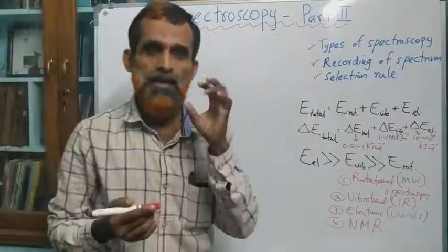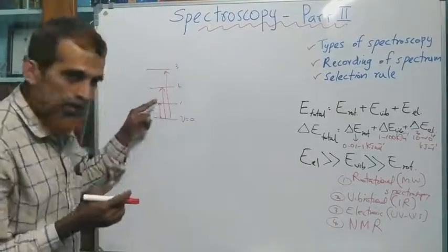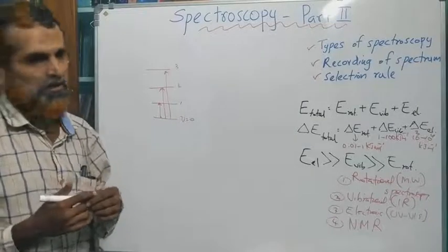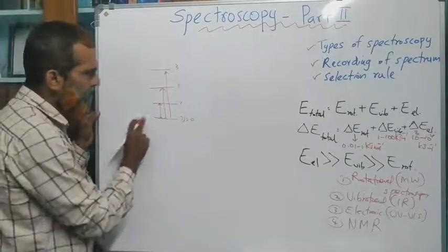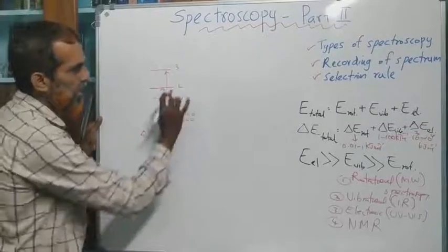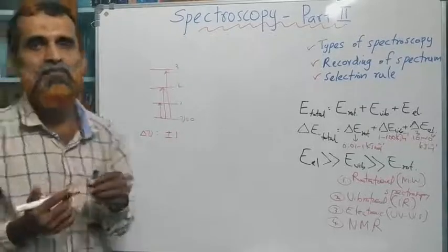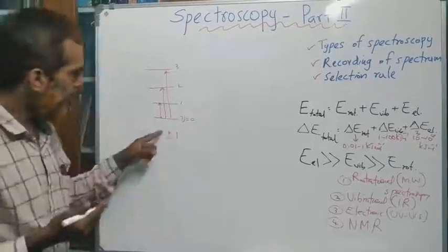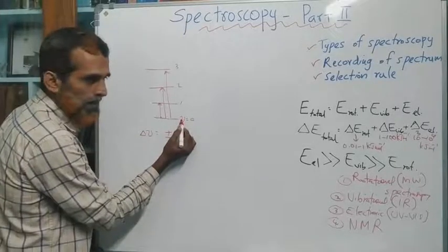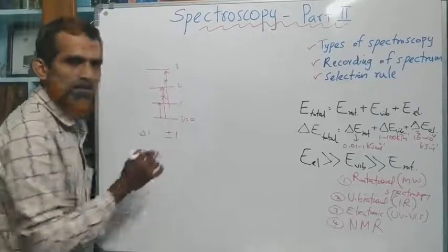The selection rule indicates the change in quantum number which is allowed for a transition. In vibrational spectroscopy, delta nu, the change in quantum number, can be plus or minus 1 normally. This is the normal case. What does plus or minus 1 mean? If the molecule is in the 0 state, it can go to 1 only, not to 2. These are not possible.